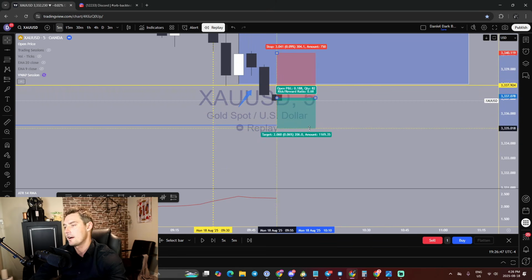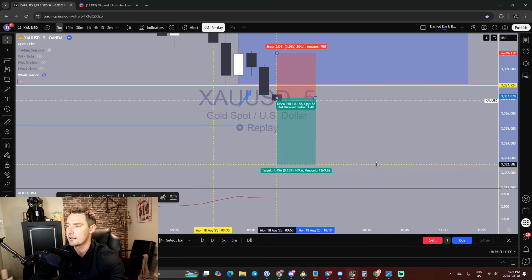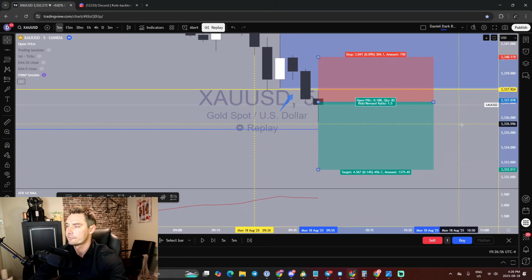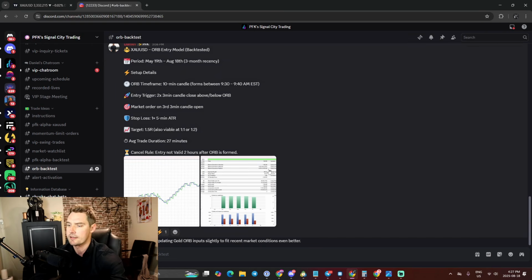Now my TP, it's going to be a 1 to 1.5 risk reward. So we pull that down until we hit there. There we go. And we can see here that we are running at a 1.5 risk reward for our target. You can also do a 1-to-1 or a 1-to-2, depending on what you might need for your challenge. But we'll just go with the standard settings here, just because it's more simple.